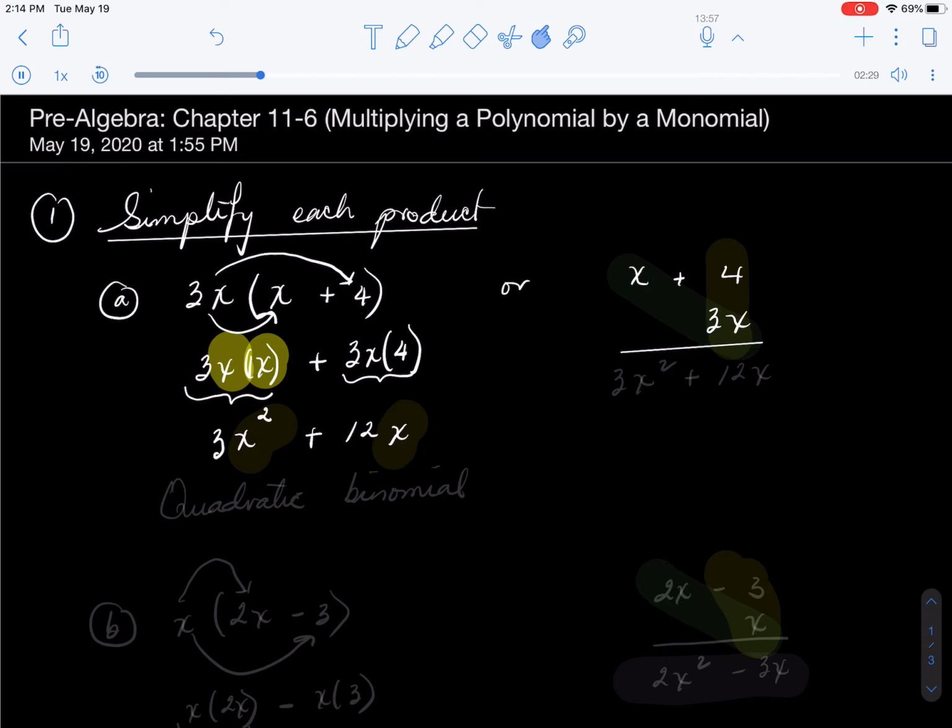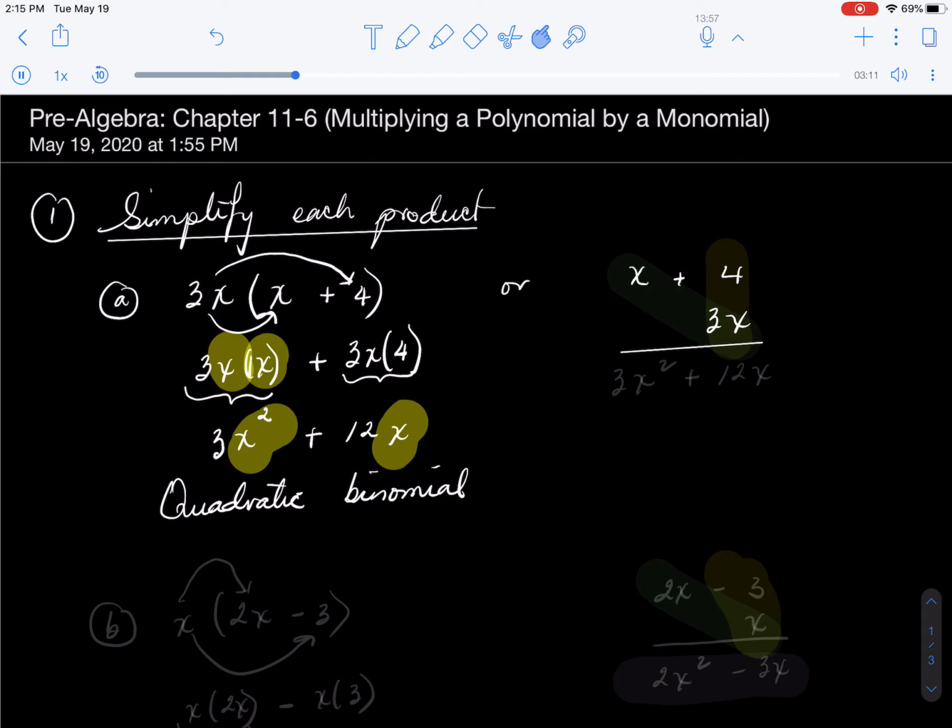Okay, as I said from the previous lessons, you can combine like terms. In this case, the 12x and the 3x squared, technically they have the same x, but the exponents are different, so we cannot combine them. For me to name this kind of polynomial, it is a quadratic binomial. Binomial means two terms.